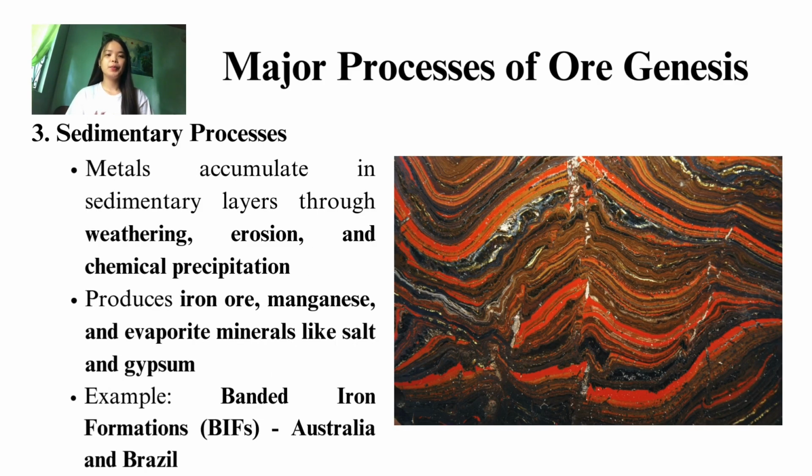Next is the sedimentary processes. Metals accumulate in sedimentary layers through weathering, erosion, and chemical precipitation, and produce iron ore, manganese, and evaporite minerals like salt and gypsum. It also leads to the formation, transportation, deposition, and lithification of sediments. An example of this process is banded iron formation or the BIFs in Australia and Brazil. These are ancient sedimentary iron-rich rock deposits that formed around 2.5 to 3.8 billion years ago.